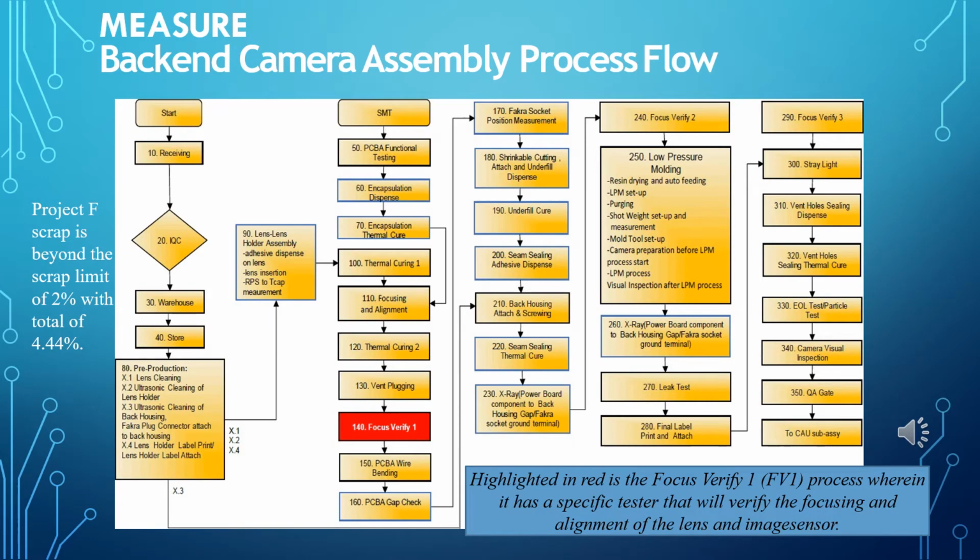In order to understand the measure phase, I presented here the step-by-step camera back-end process assembly flow. You can see that there are a lot of processes, but the particle defect was trapped in the Focus Verify one, which is highlighted here in red. This is a specific tester that will verify the focusing and alignment of the lens and image sensor. And here, we can clearly see the lens particle defect.